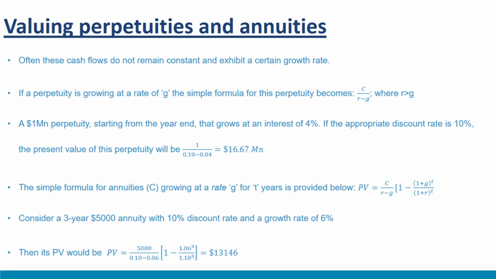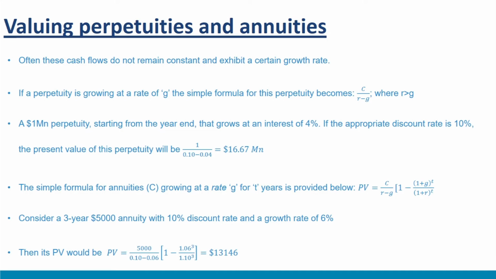Consider a 3-year $5,000 annuity with a 10% discount rate and a growth rate of 6%. Then its present value PV would be PV equals 5,000 upon 0.10 minus 0.06, bracket open 1 minus 1.06 raised to the power 3 divided by 1.10 raised to the power 3 bracket closed, equal to $13,146.